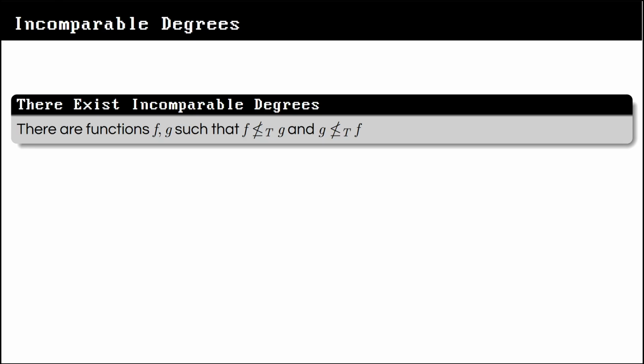And these conditions are really straightforward. In order to ensure that f is not computable from g, we need to make sure that f is not given by the 0th program with oracle g, that these functions disagree with each other.